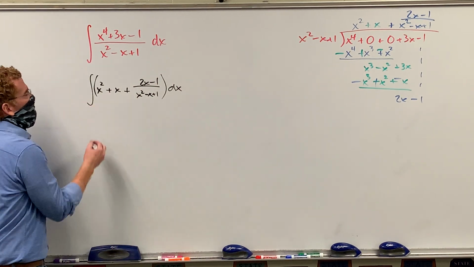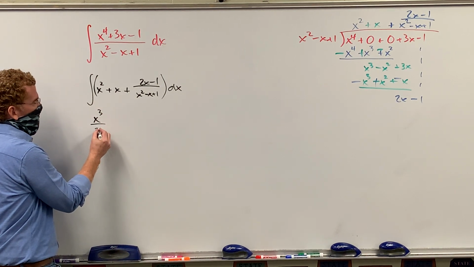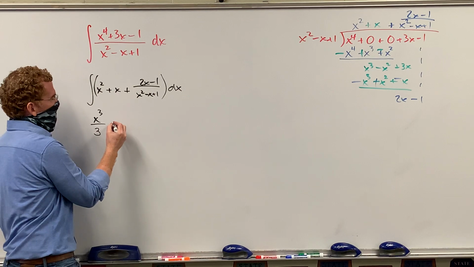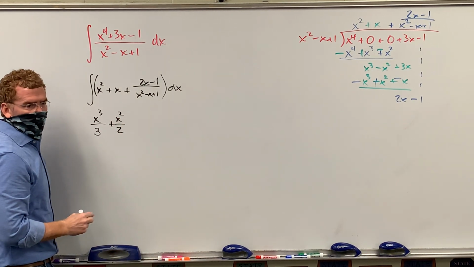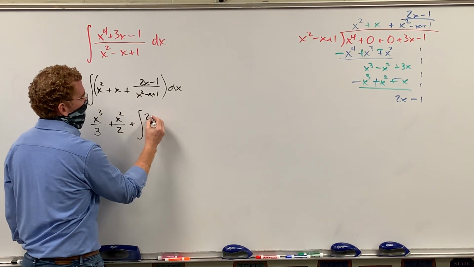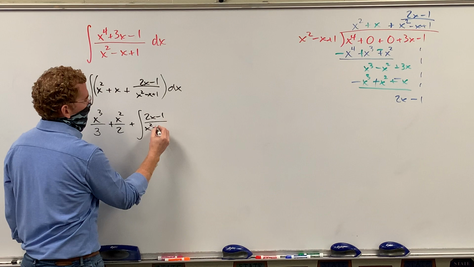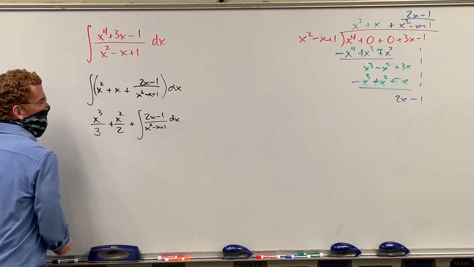So what's the integral of x squared? X cubed over 3. And the integral of x, x squared over 2. And then the integral of this, I'm going to go ahead and just write integral of that because I'm going to have to take a couple of seconds to do a u substitution here. So what would my u be?